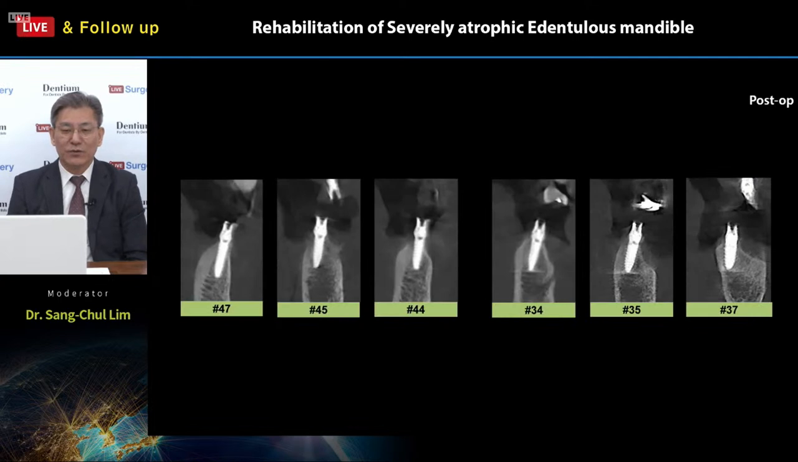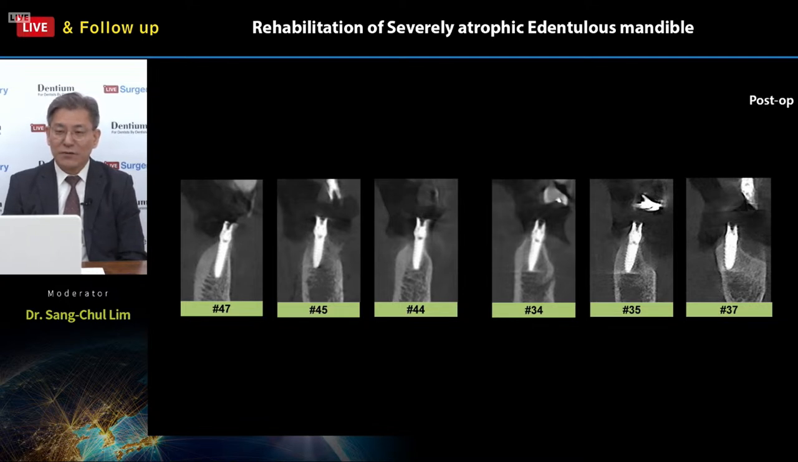Okay, a CT view of numbers 47, 45, 44. All of these areas look good. 34, 35, 37, very well done. The proper positioning, good angulation, the perfect depths of installation and osteotomy. All of this makes a perfect result of implant installation.